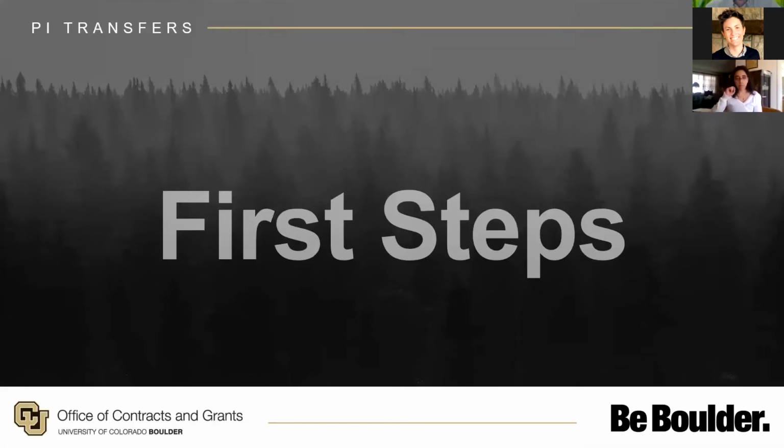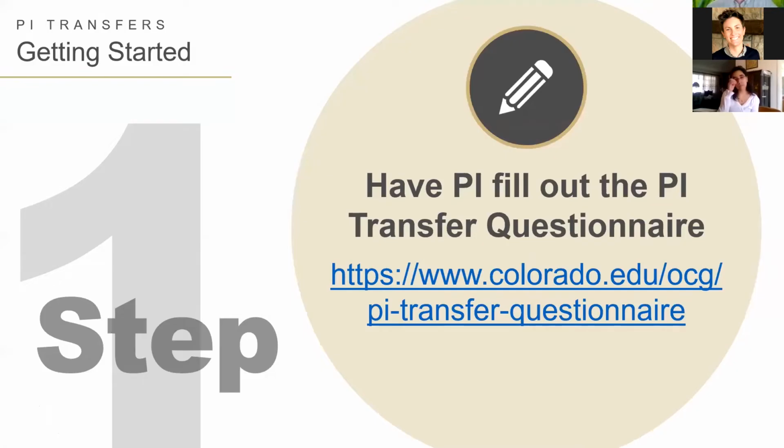So first steps. The first step in the process is going to be to have the PI fill out what's called the PI transfer questionnaire. So the link here will take you to that questionnaire. You can also go to our website and just use the search bar and type in PI transfer, and it's going to pull up our PI transfer resource page. And there it's going to prompt you to fill this form out first.